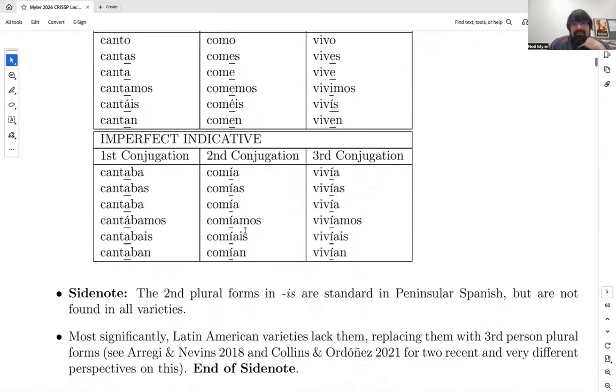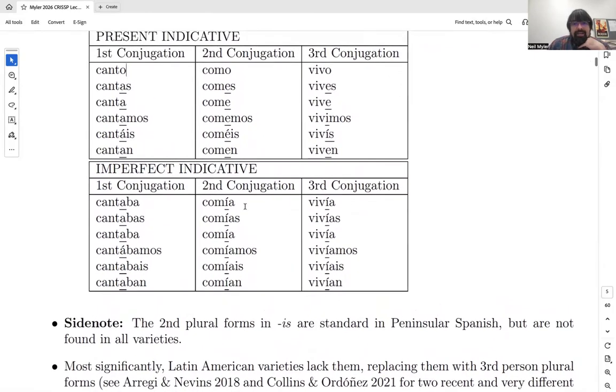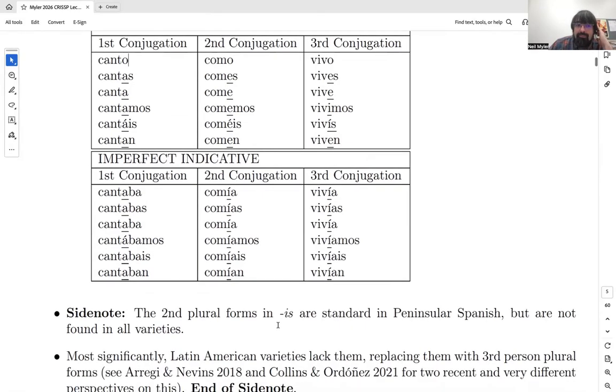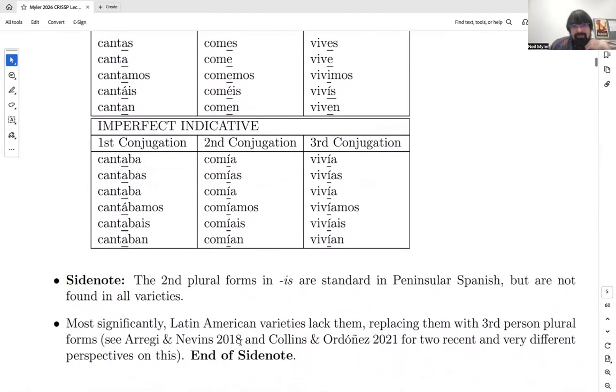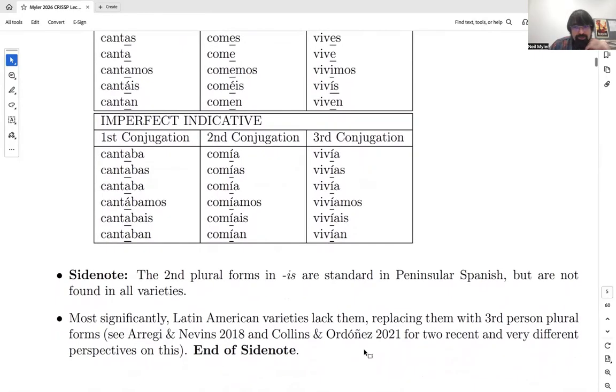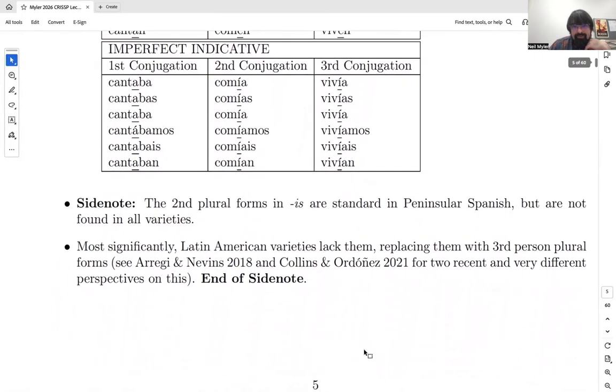Some side note here. The second person plural forms in -is, so cantáis, coméis, vivís, cantabais, comíais, vivíais, are standard in Peninsular Spanish but aren't found in all varieties. Most significantly, Latin American varieties lack them, replacing them with third person plural forms throughout. And you can see Arregui and Nevins 2018 and Collins and Ordóñez 2021 for two recent and very different perspectives on that.